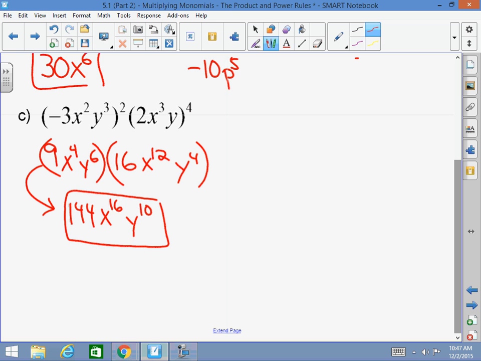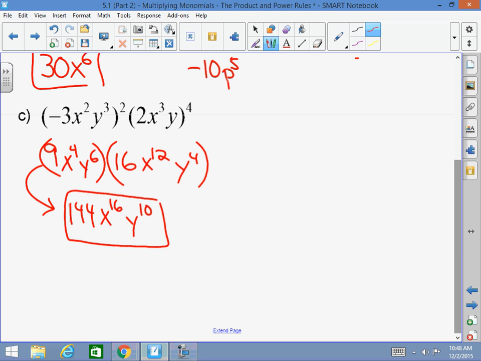I did add the exponents. I did multiply them though, guys. Y to the 6th times y to the 4th is y to the 10th. When I multiply the same base, I add the exponents. When I raise a power to a power, I multiply the exponents. When I multiply the same base, I keep the base, add the exponents. When I raise a power to a power, I keep the base and multiply the exponents.